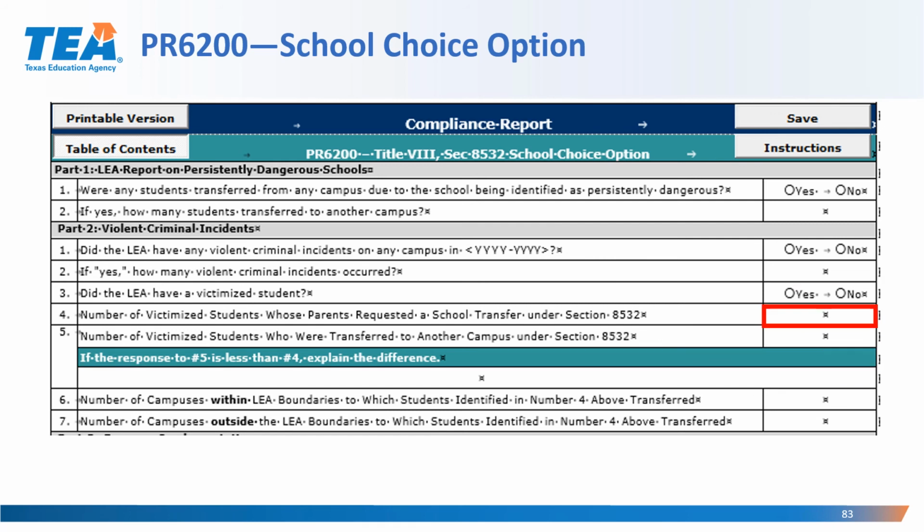Also, for those victimized students whose parents requested a transfer, the LEA is asked to provide the number of campuses within the LEA boundaries to which these students transferred, as well as the number of campuses outside the LEA boundaries if students transferred outside the LEA.